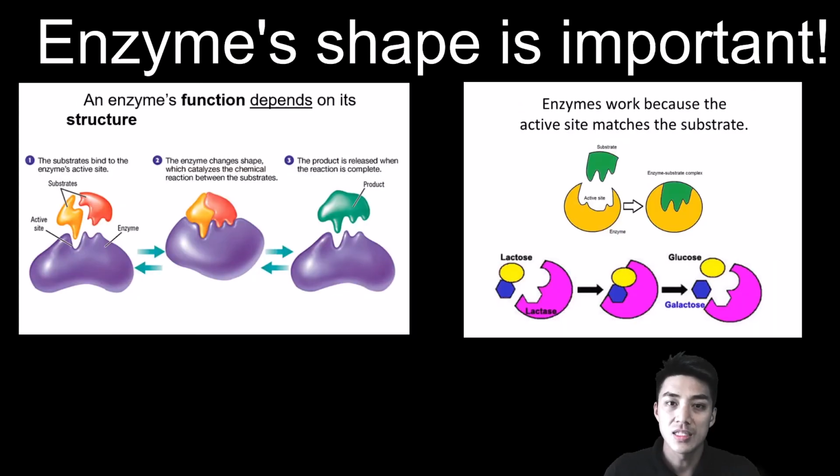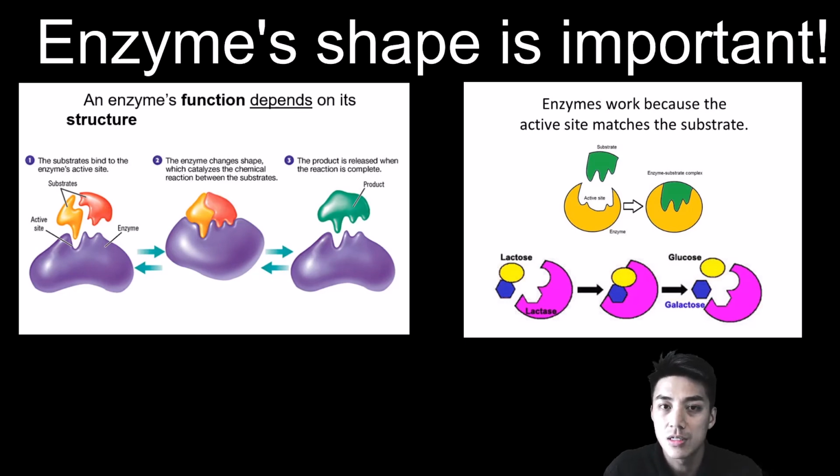Enzymes work because the active site matches the substrate. So it's kind of like providing an area for the substrate to enter, and if there's a perfect match, the enzyme locks in with it, and then it starts churning out new products. So in the case of an enzyme known as lactase, lactase can break down lactose, which is a complex sugar. So it breaks down lactose into glucose and galactose, which are more simple sugars that the body can actually use for energy.